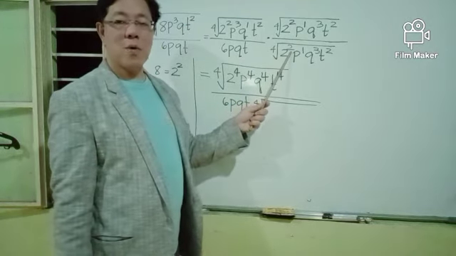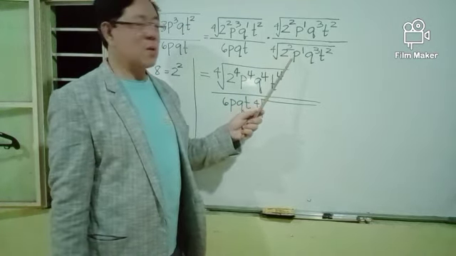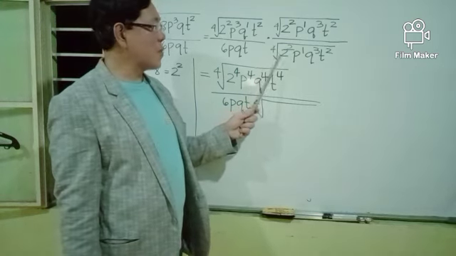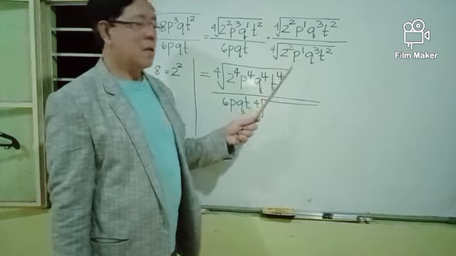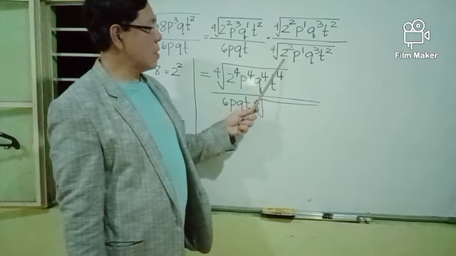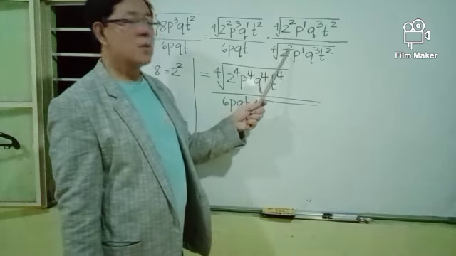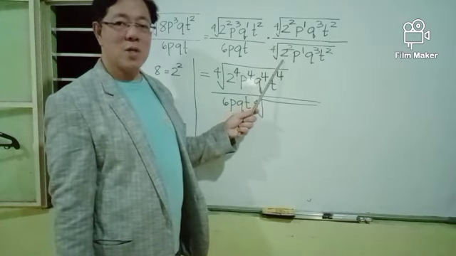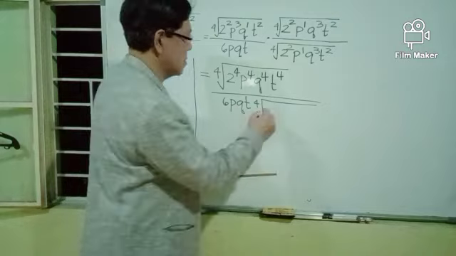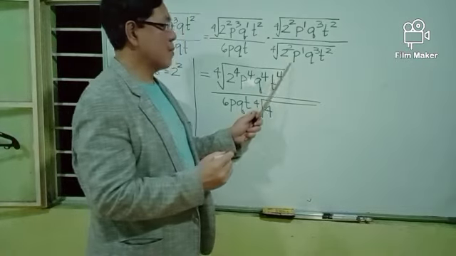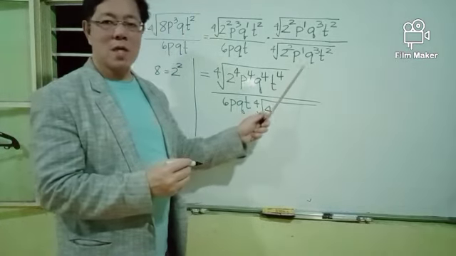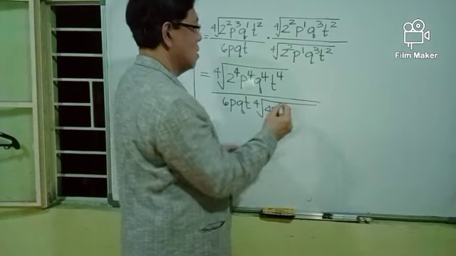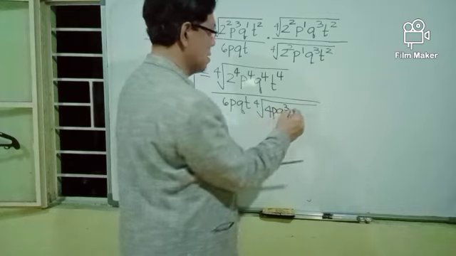2 raised to 2 is 4, and we cannot extract the fourth root of 2 squared, because the exponent of the base 2 is not equal to the index. So we simply write 2 squared as 4, multiplied by p, multiplied by q raised to 3, multiplied by t squared.